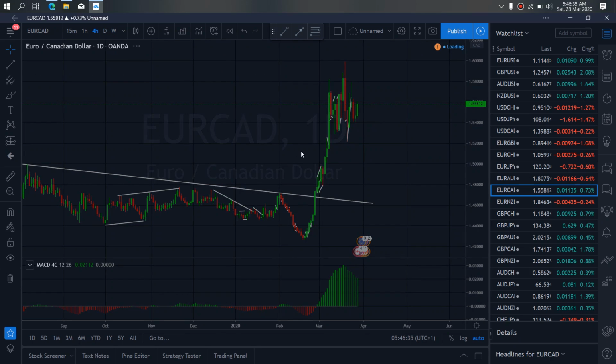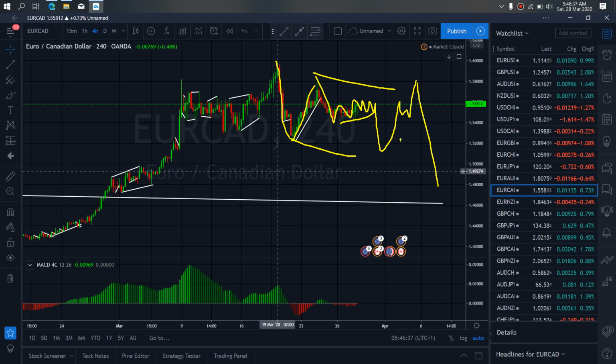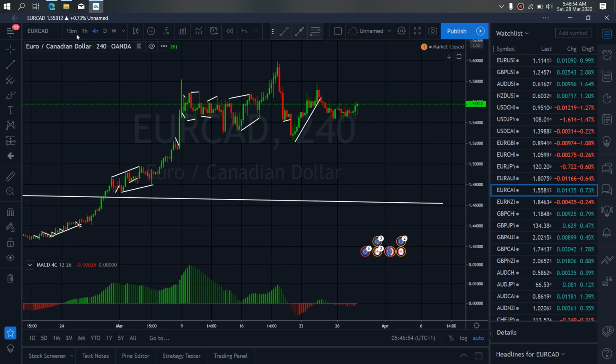We zoom to the 4-hour time frame. On the 4-hour time frame right now, we see this as the impulse down and this as the A wave. So right now they're in the middle of the B wave. We expect them to drop down after this correction and then give us another corrective spike up before they will come down for us. So this is what we're looking at for this week on EURCAD.